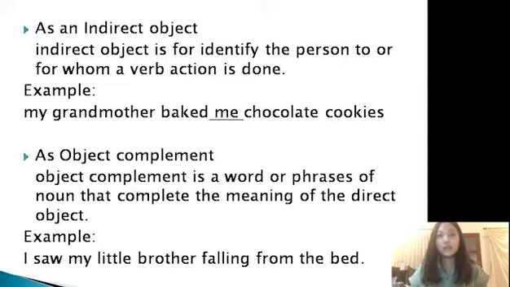For the last type, noun phrase as object complement. An object complement is a word or phrase that completes the meaning of the direct object. For example, "I saw my little brother falling from the bed." The object complement in the sentence is little brother falling.